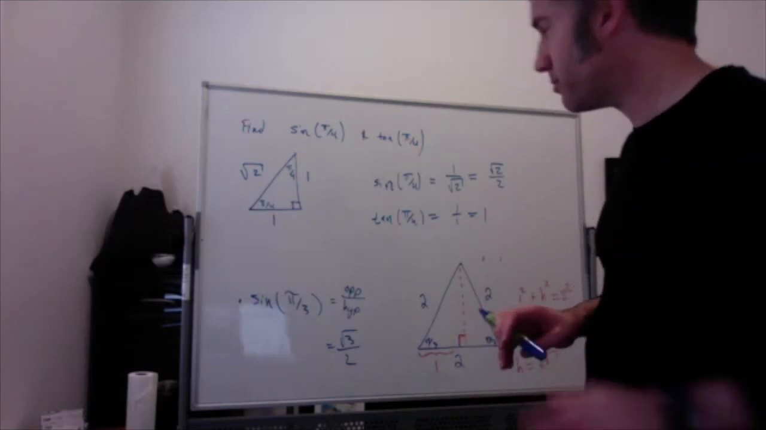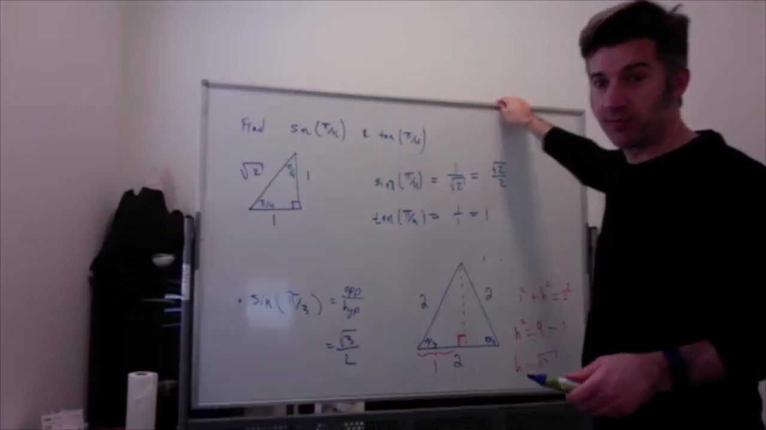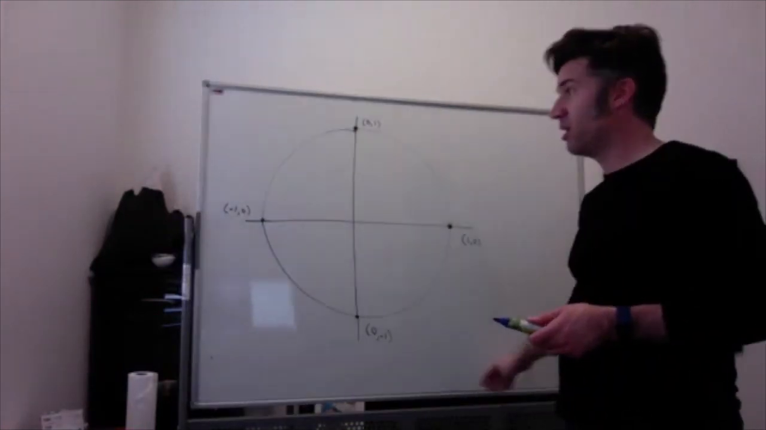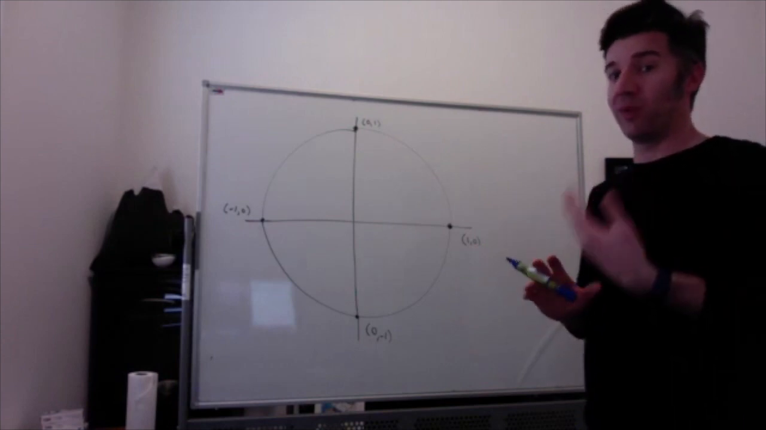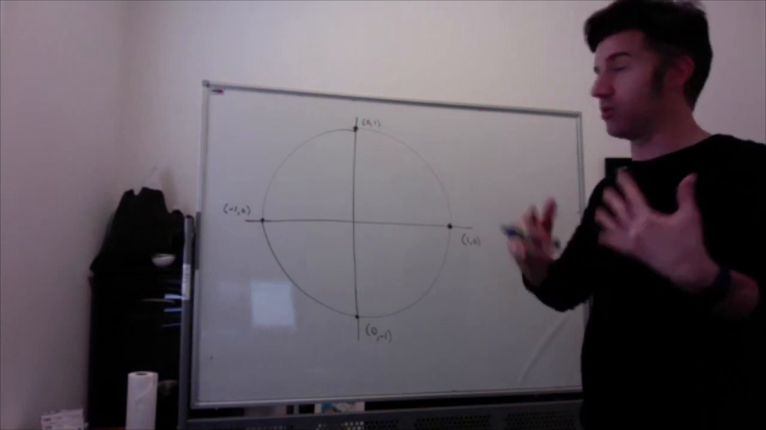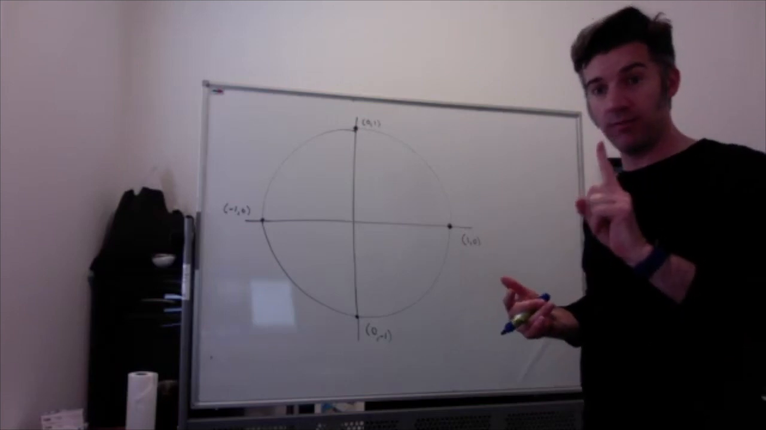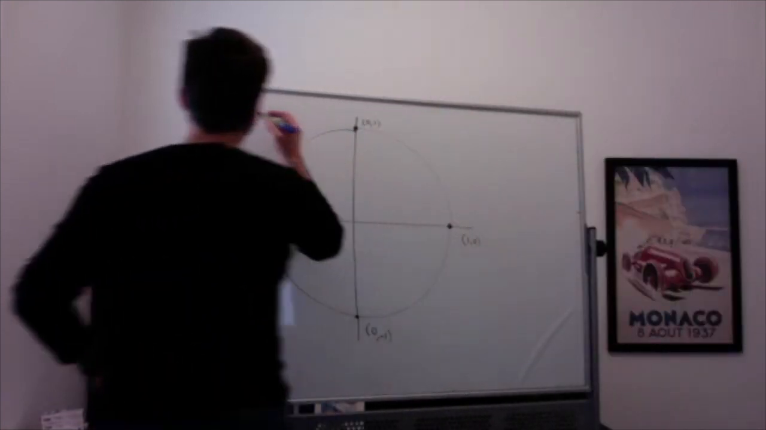So now, let's talk about the unit circle. There's the unit circle. It is a circle whose radius is a unit. In the real numbers, a unit is just 1. So the radius is 1, and the center is 0.